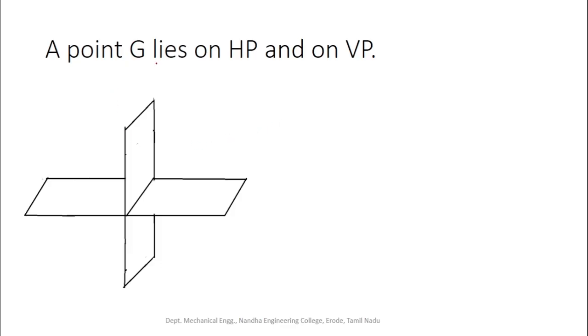The point G is on HP and VP. So the point G is exactly placed at the intersection of HP and VP. So there is no distance between the point G and HP, and similarly there is no gap between the point G and VP. So the front view is lying on the XY reference axis itself. Similarly, the top view also falls on the XY reference axis itself. So this is the point for the front view as well as the top view.